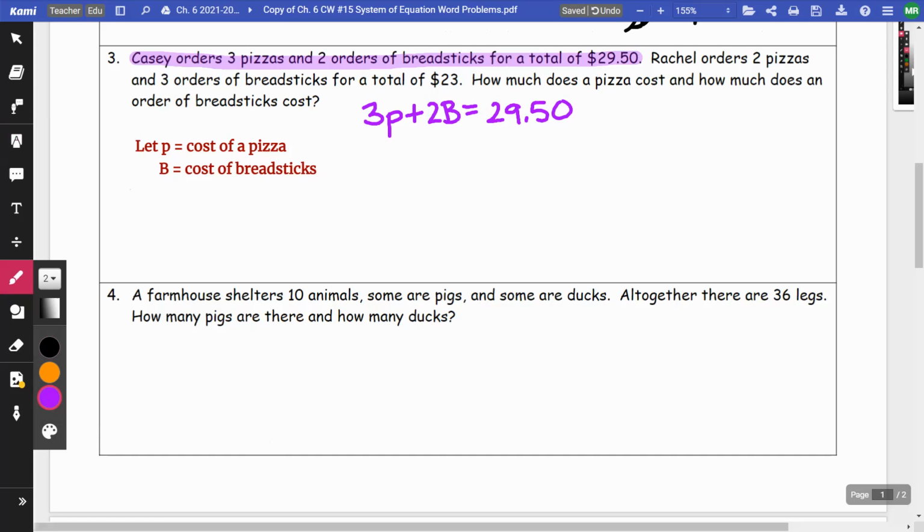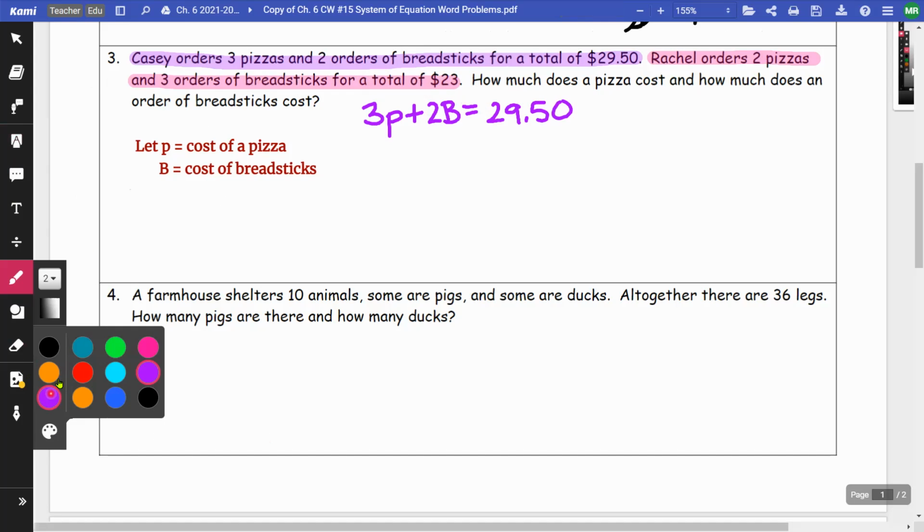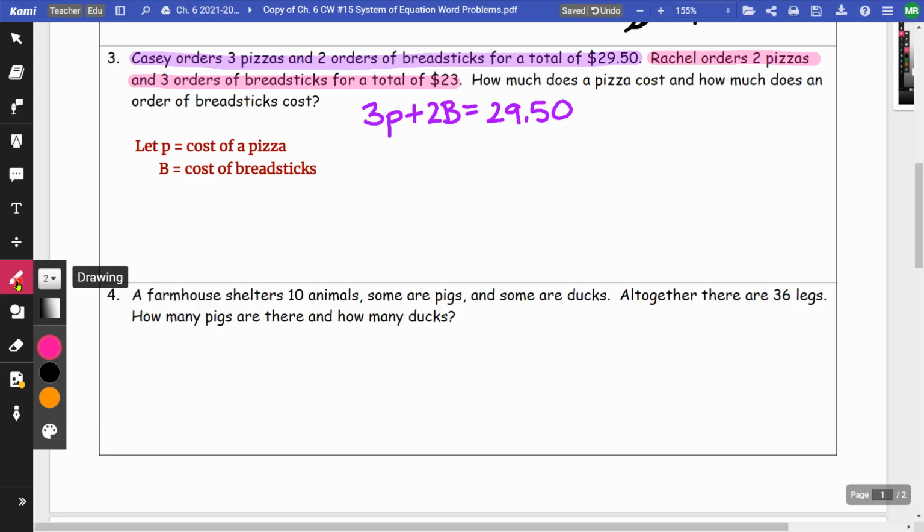Then I'm going to have a second equation, and that's going to be dealing with Rachel. She had 2 pizzas and 3 orders of breadsticks for $23. So we had 2 pizzas, each with that cost P dollars, plus 3 orders of breadsticks, which are each B dollars, and that's $23 total. So I'm going to either get rid of my P's or my B's.